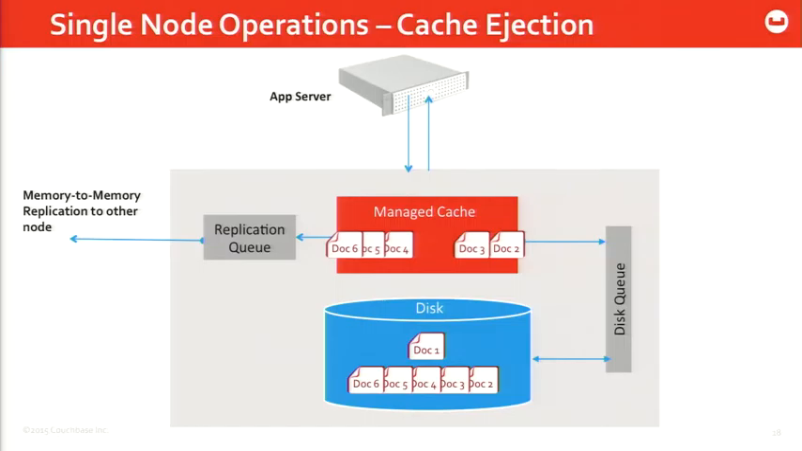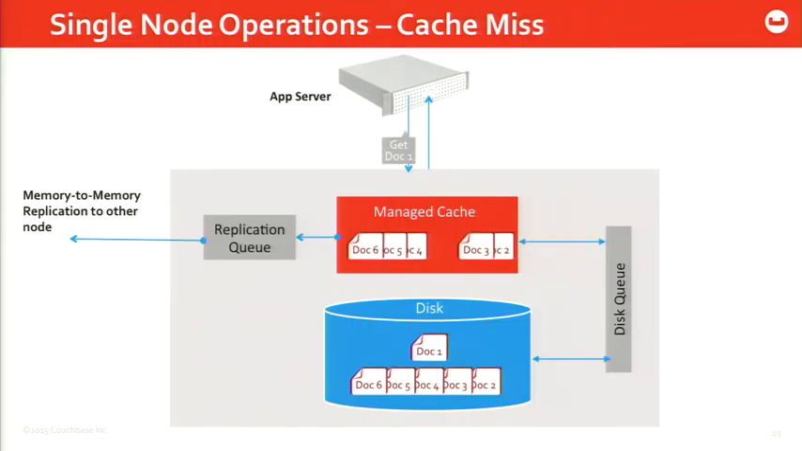So in this case, we eject data using a multi-bit, not recently used algorithm that actually keeps track of how hot that data is, how warm that data is, how cold that data is, and then we do cache ejections based on that algorithm. And in case of a cache miss, if the data is not in memory, it gets pulled back up and gets sent back to the application.